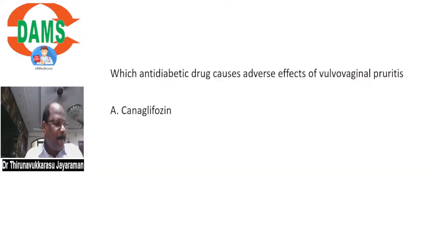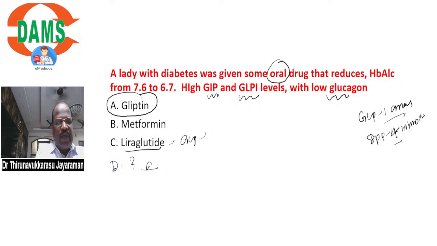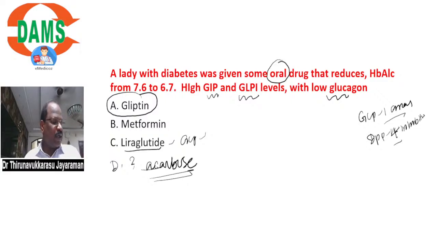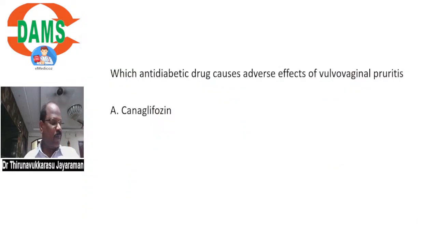Next. The last option is acarbose. Okay, doctor, thank you, Dr. Simbu. So the answer here will be DPP-4 inhibitors like sitagliptin, or gliptins. Now, question number 2. Good, Sam: alogliptin.